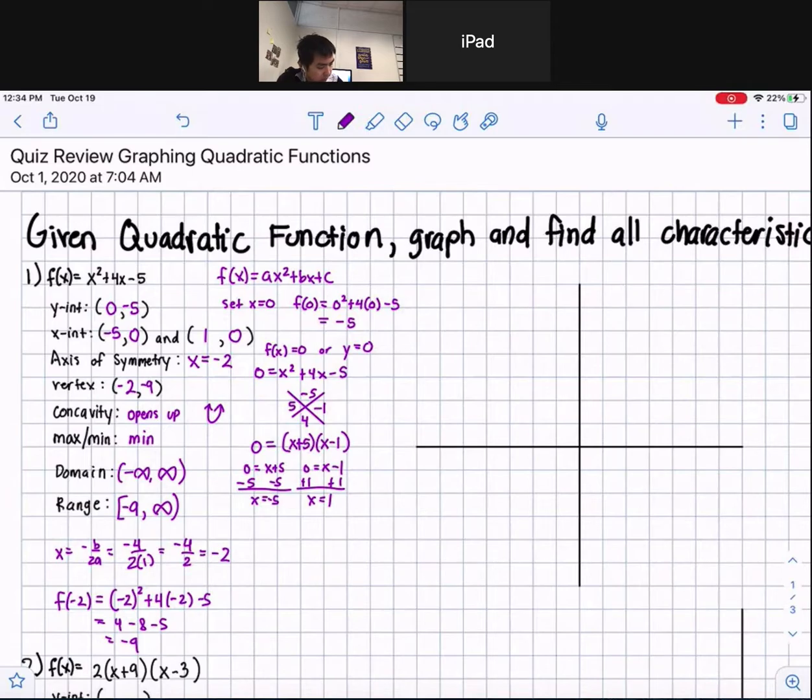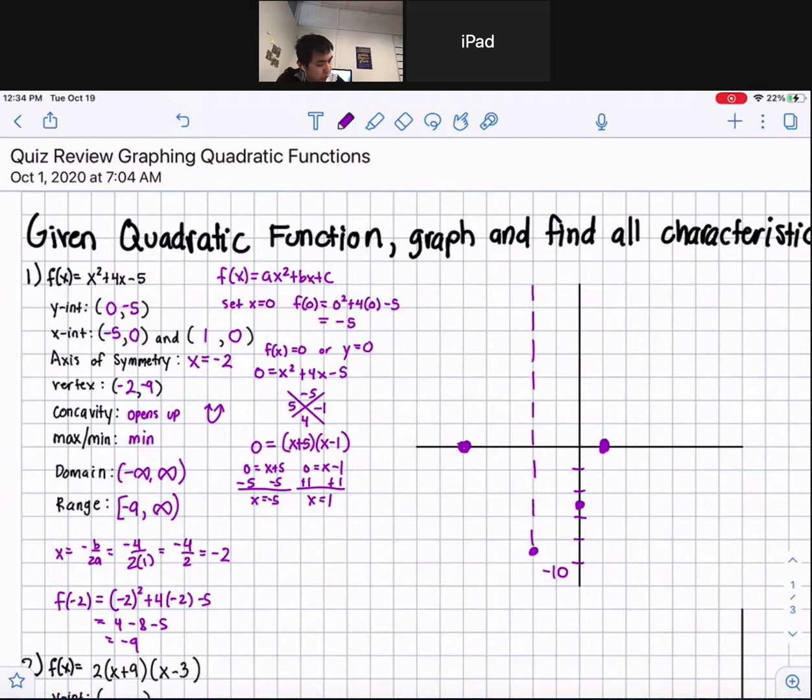0, comma, -5. I'm just going to put these as 10s by 2s. So -5, comma, 0. 1, 2, 3, 4, 5. It's right there. 1, comma, 0. Remember, x-intercepts are on the x-axis. The y-intercept is on the y-axis. So -5 is just around there. And the vertex is -2, comma, -9. And this is your axis of symmetry.